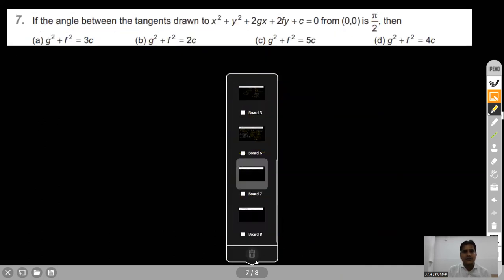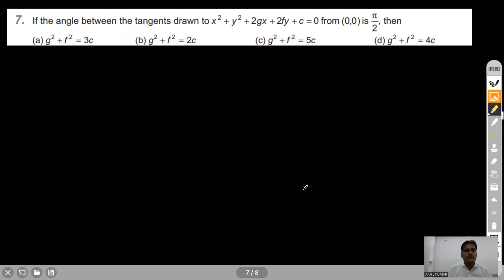Let's move to the next question, question number 7. It is saying if the angle between the tangents drawn to x square plus y square plus 2gx plus 2fy plus c equal to 0 from 0 comma 0 is pi by 2. Okay, angle between the tangents.